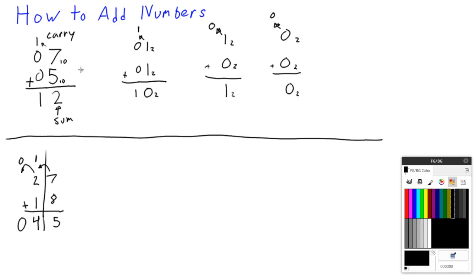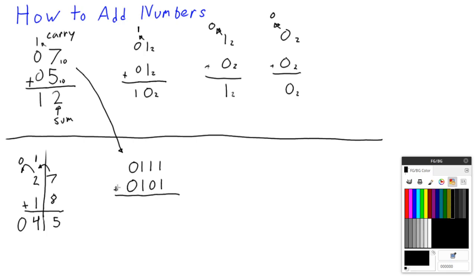Let's do this guy here in binary. So 7 in binary, I'm going to do it as a 4-bit number. So 7 in binary is 0, 1, 1, 1. That means I've got 4 plus 2 plus 1. And now let's do our 5 here. So 5 is a 4 and a 1, right? This is our 4's place, this is our 1's place, 2's place, and 8's place. Let's add these guys together.